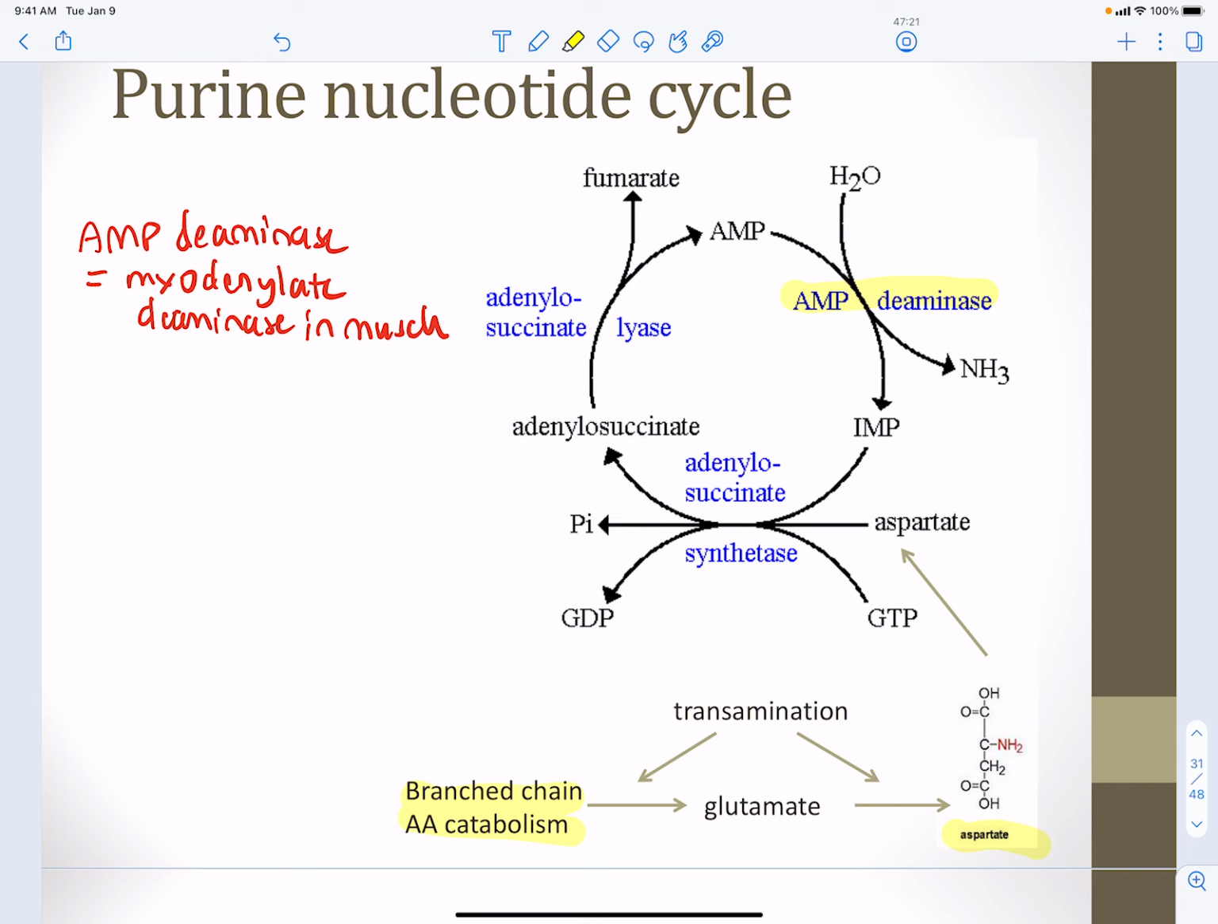Fumarate is used, of course, in the TCA cycle to replenish the cycle to maintain high levels of energy as needed. Now, aspartate is going to do this through an intermediate, the adenylosuccinate intermediate, and then adenylosuccinate will form fumarate, and you're also feeding this into the purine nucleotide cycle. So you're going to donate that nitrogen, form fumarate, as we saw in our previous slides, and that's the role of aspartate in the purine nucleotide cycle.